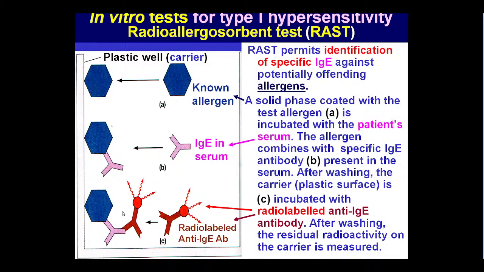The idea of both these tests is the same. The radioallergosorbent test or ELISA permits identification of specific immunoglobulin E in the serum of the patients, because the reaction of this immunoglobulin E to the allergen is detected. Usually 96-well polystyrene plastic plates with flat bottoms are taken to perform this test. A solid phase coated with the test allergen, shown as blue molecules, is inoculated with the patient serum.